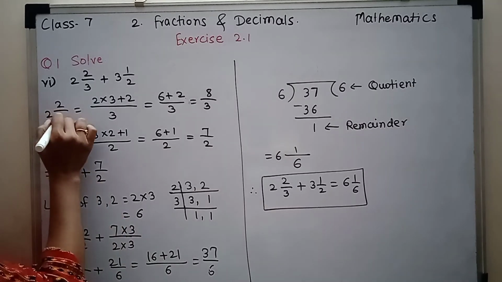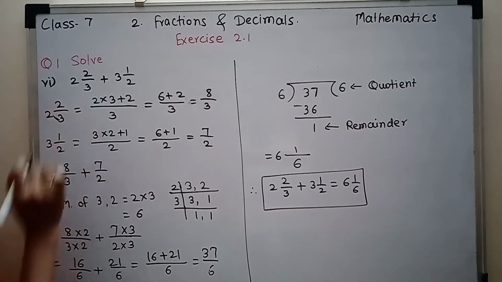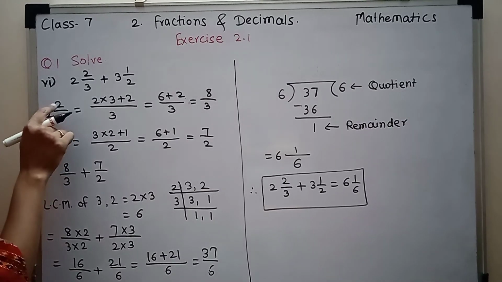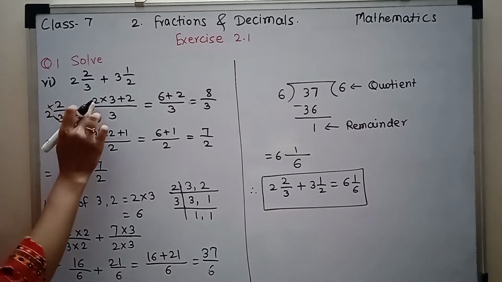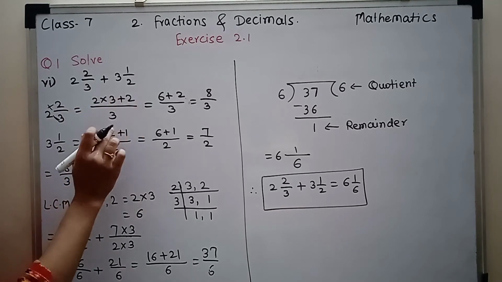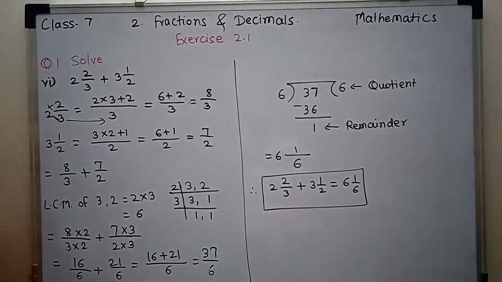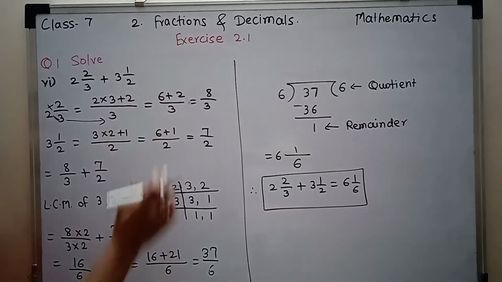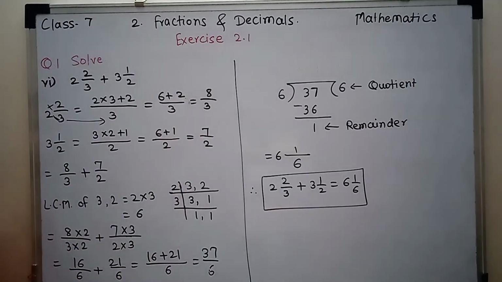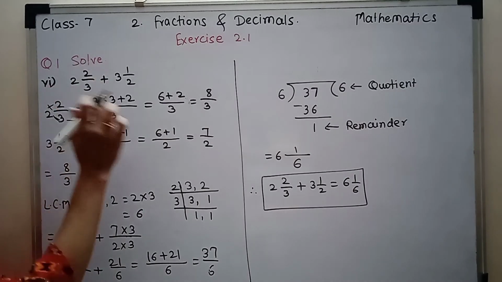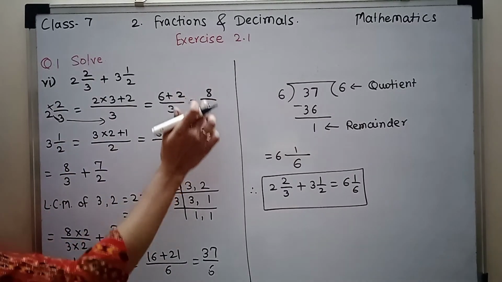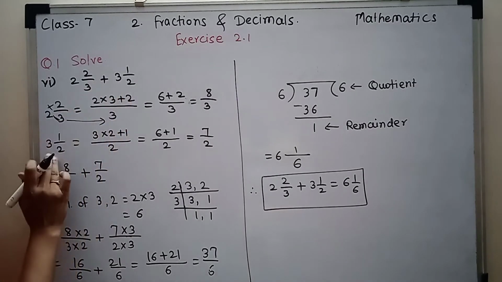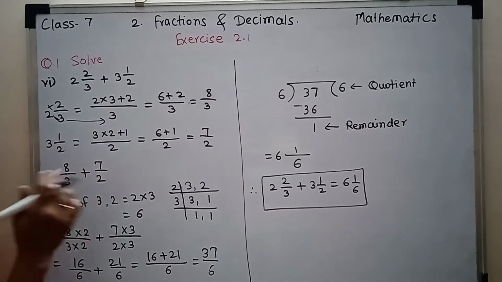So how to do it? We just need to multiply the denominator and the integer. So 3 twos are 6 and we need to add the numerator. So it will be 2 into 3 plus 2, divided by the denominator, which will appear as it is. So 2 threes are 6 plus 2 divided by 3. So 6 plus 2 is 8 upon 3. So 2 2 by 3 is equivalent to 8 upon 3.